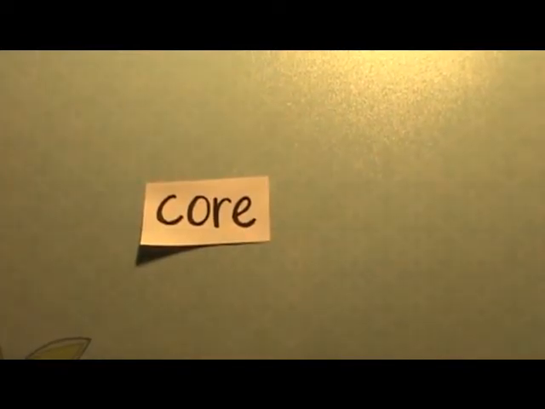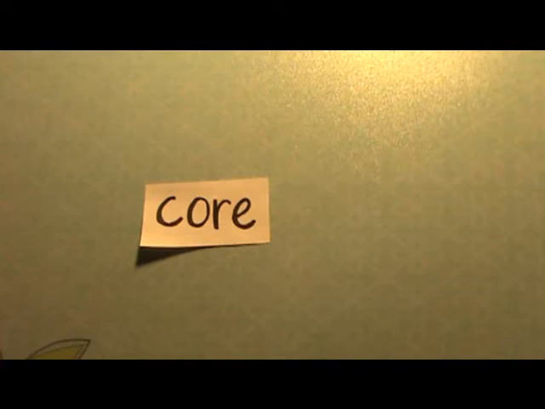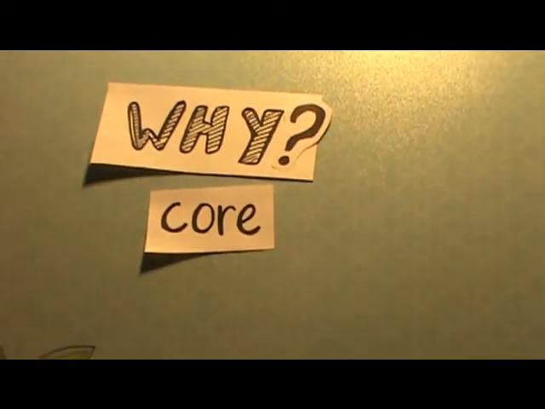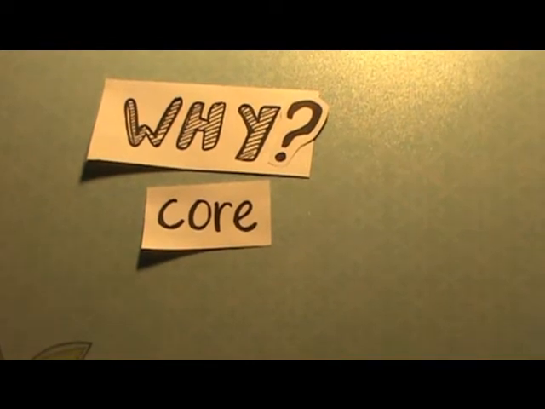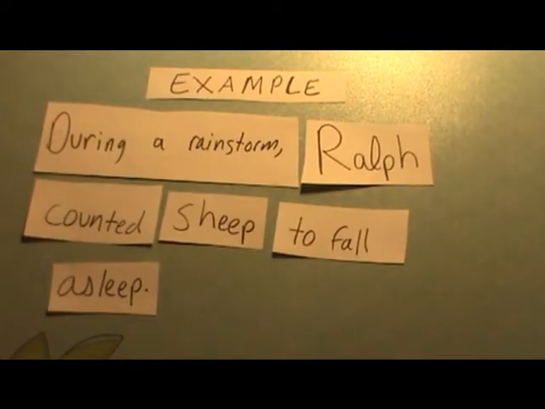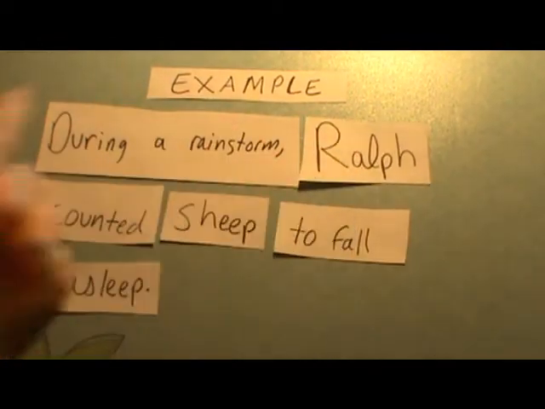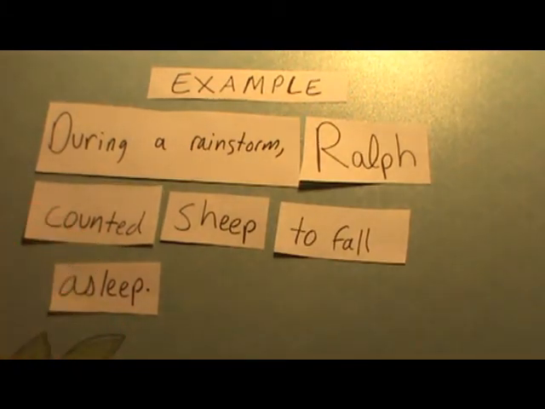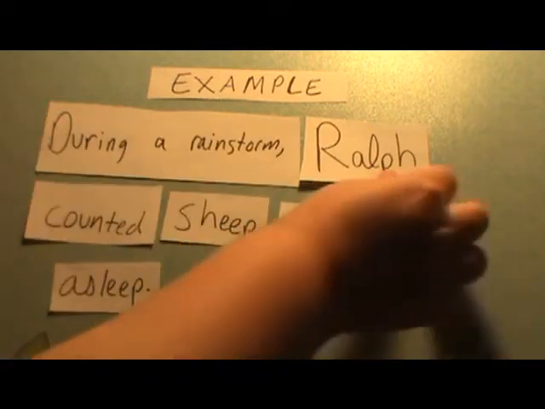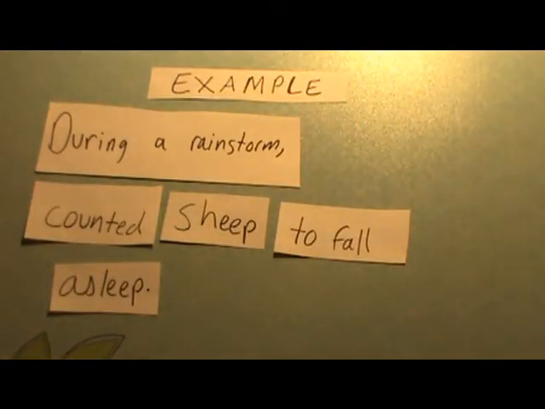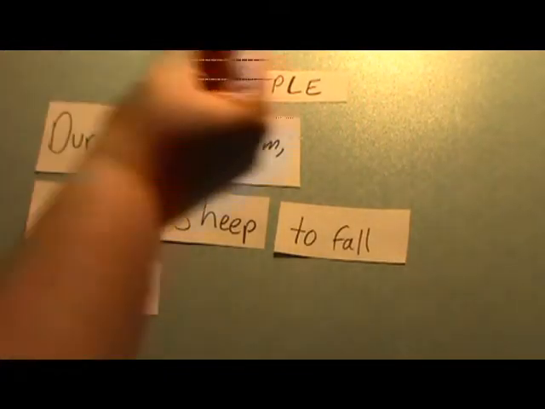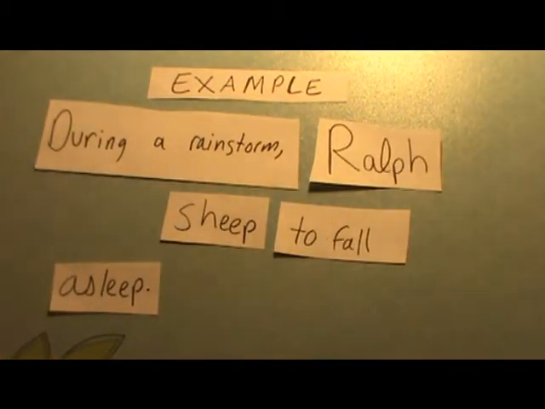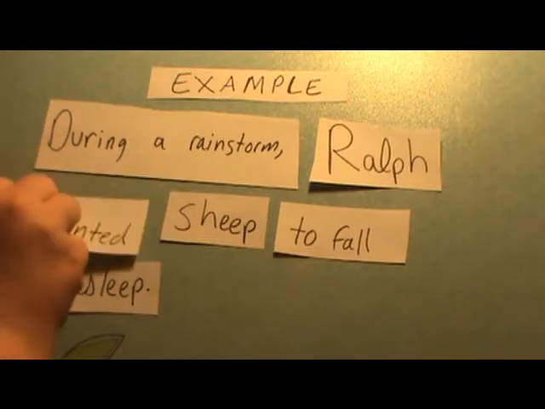So we get that the core is the subject plus the predicate, but do you know why the core has to be the subject plus the predicate? The subject and the predicate are essential because if we take them out, the sentence makes absolutely no sense.